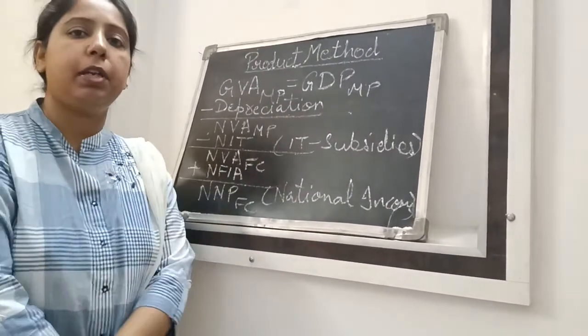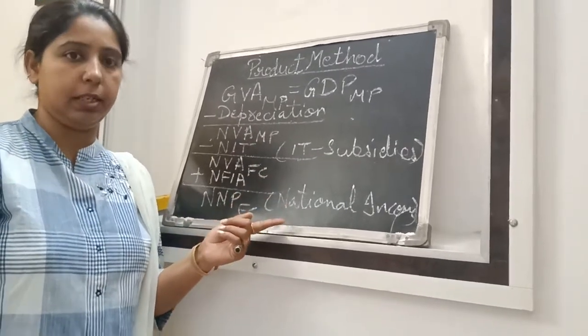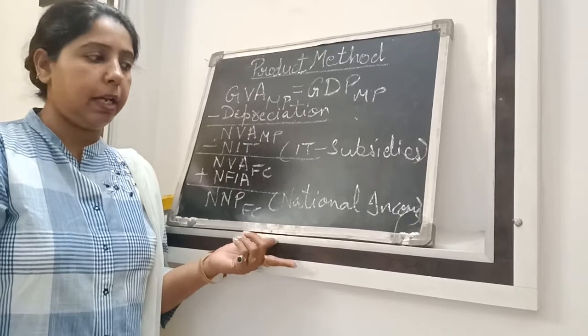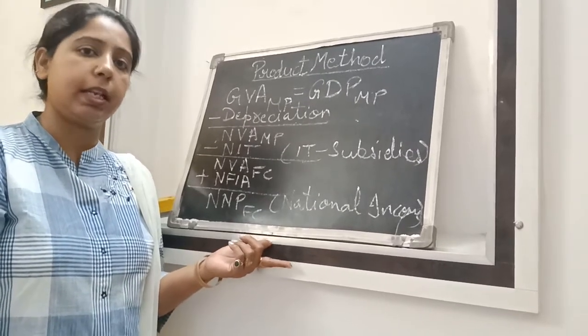So far I have covered the product method for finding out the national income. My next topic will be the expenditure method, which I will cover in the next video.